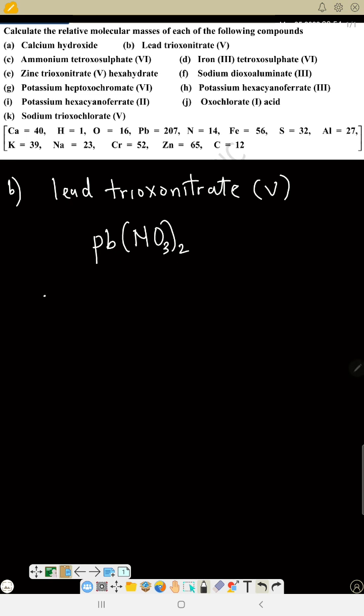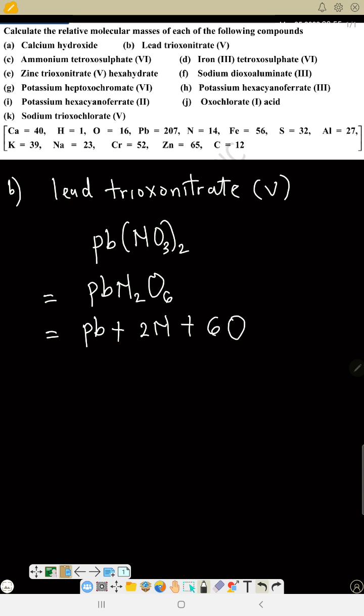So now we have Pb, and the 2 will affect the nitrogen, so that will be N2, then O6 because 3 times 2 is 6. The number outside will multiply inside. So nitrogen has subscript 1 here, so 2 times 1 is 2. We don't usually write subscript 1. So now this is Pb plus 2N plus 6O.